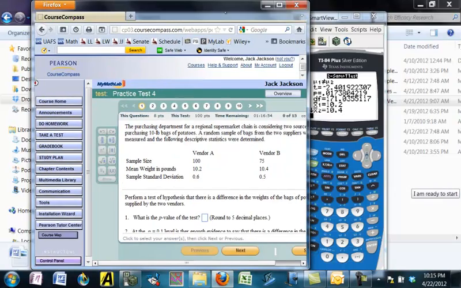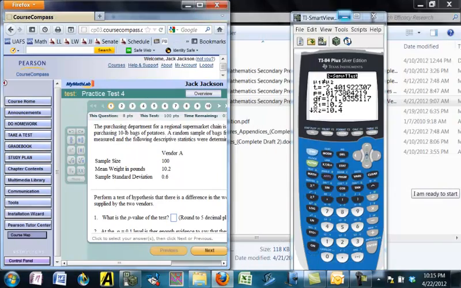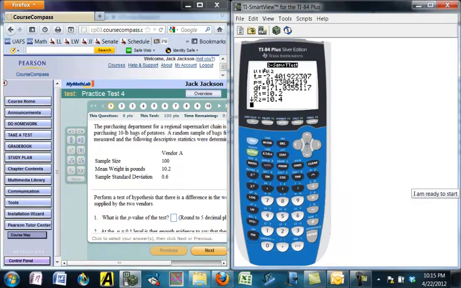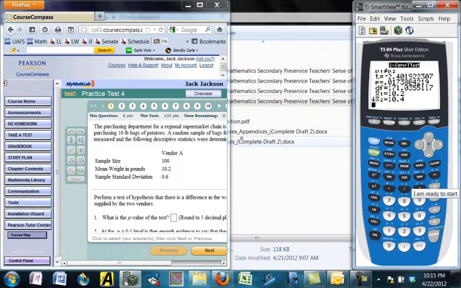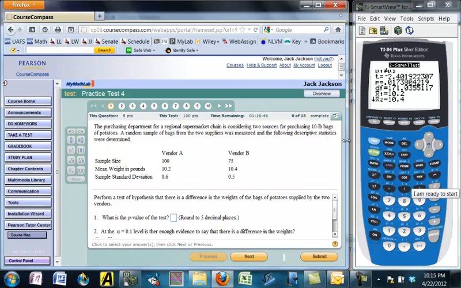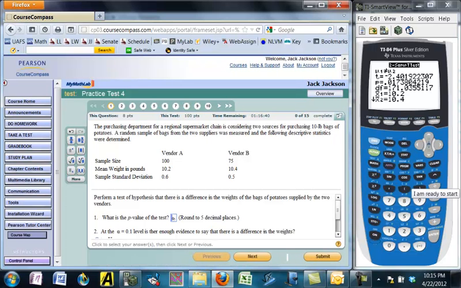Let me get here for a minute. See if I can get both the calculator and the computer to show up on the same screen. Okay, so you can see both of those. There we go, that's a little better. And it's 0.01738. Is that 5 places? Yes, it is. So that's our p-value right there.